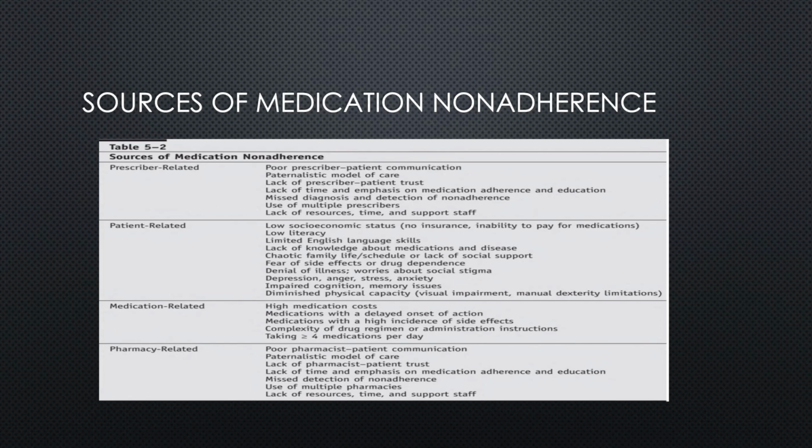Misdiagnosis and detection of non adherence. If we don't know that non adherence is going on, then we're not going to be able to help the patient stick to their medication. Use of multiple prescribers. If we have a bunch of different healthcare providers prescribing medication to this patient, that can be an issue. And lack of resources, time, and support staff to help them take their medication.